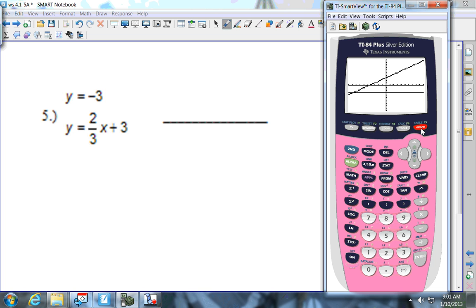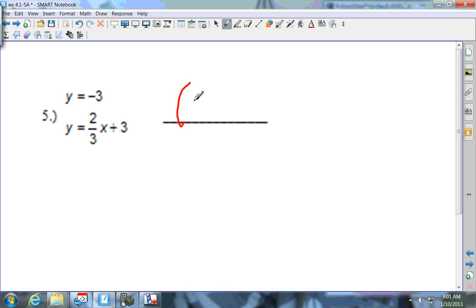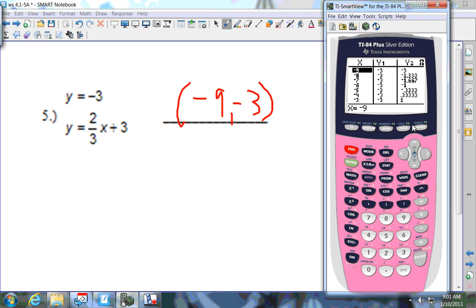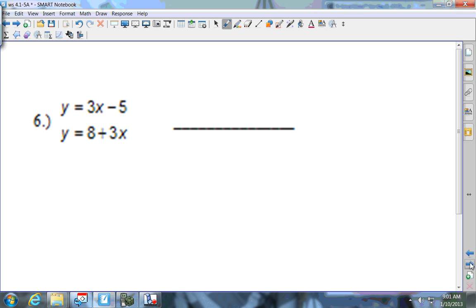Well, they do intersect, so I do know that. Looks like it's over here. It looks like it's -8 or -9. So let's see if we can find it in the table. Let's go look at -8 or -9. Up, -9, -3. So my answer, I'm trying to write with the mouse here, is -9, -3. Let's see if I still come up with that when I do that second trace. Second trace, 5 for intersect, enter, enter, enter. -9, -3. Sure do.